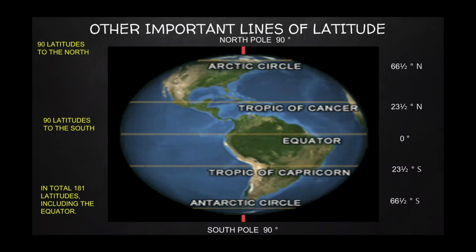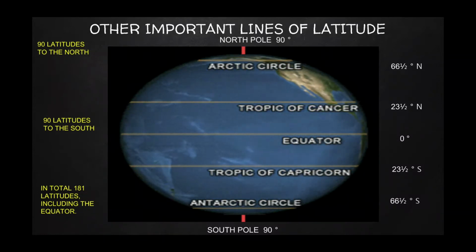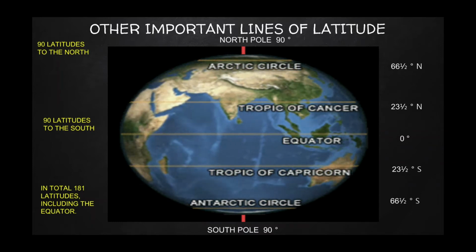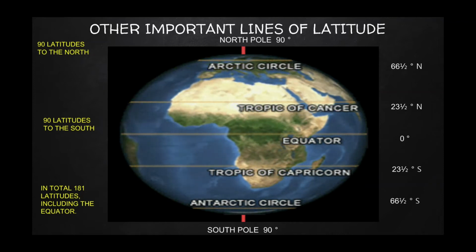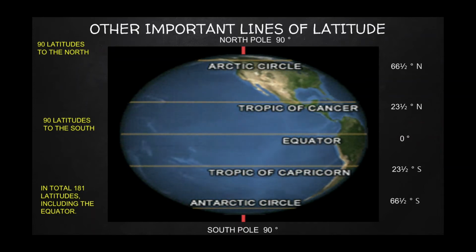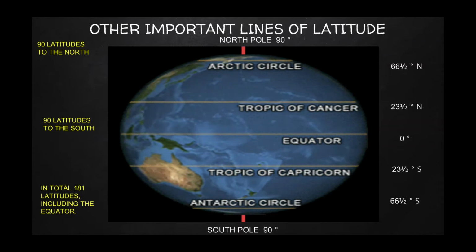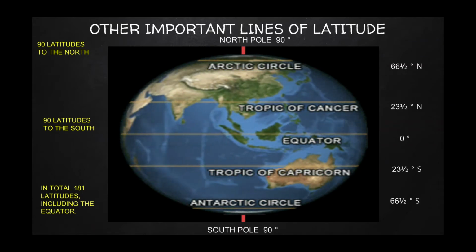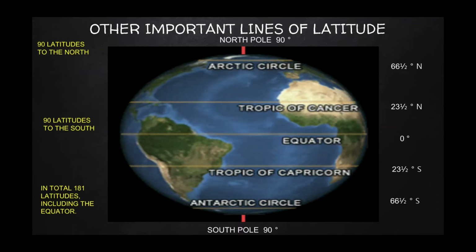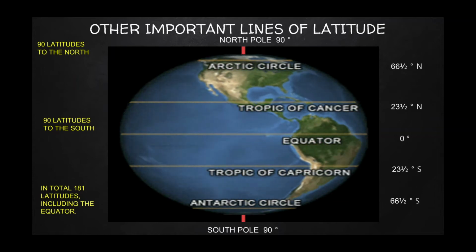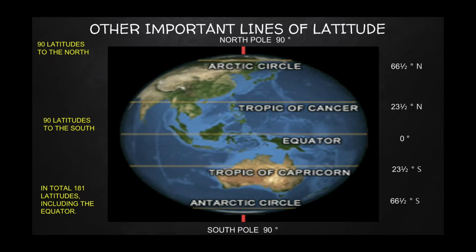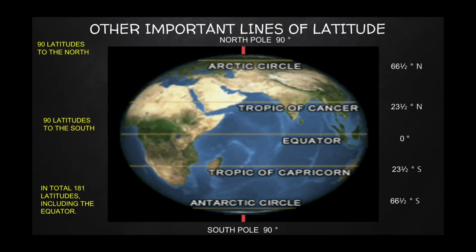Some other important lines of latitude. Equator at 0 degree. Now if we are moving from the equator to the North Pole, Tropic of Cancer at 23.5 degree north, Arctic Circle at 66.5 degree north and North Pole at 90 degree. From the equator to the South Pole, Tropic of Capricorn 23.5 degrees south, Antarctic Circle 66.5 degrees south and South Pole at 90 degree.